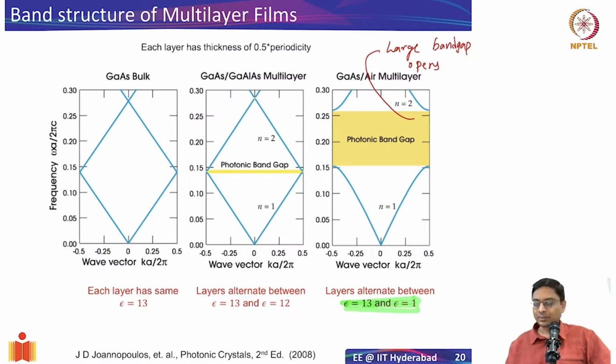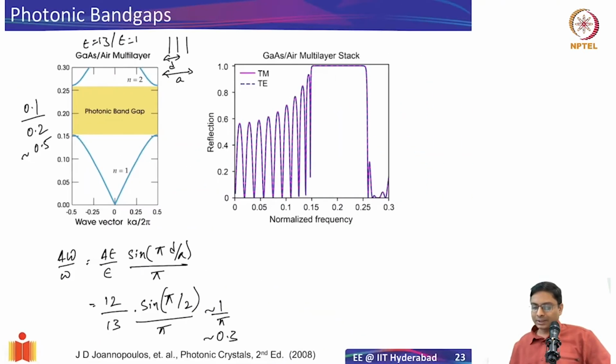For example, here delta epsilon is 1 divided by 13, times sine of pi by 2, divided by pi. In this case you will see that the answer is quite close, roughly about 0.02 or something like that. So in this case, this would be correct. But in the example on this particular slide, where the contrast is large, one epsilon is 1 and the other one is 13.